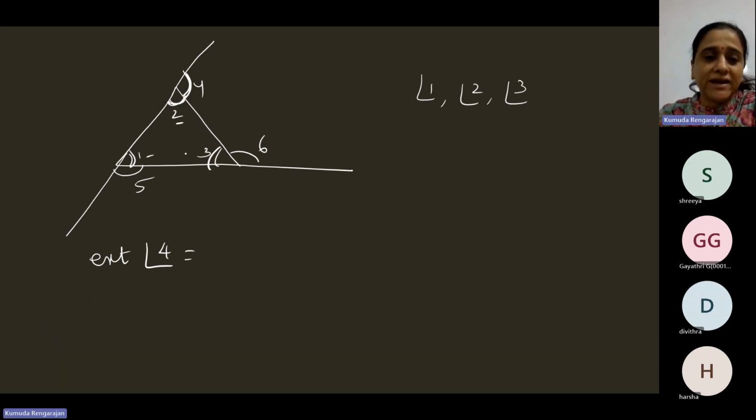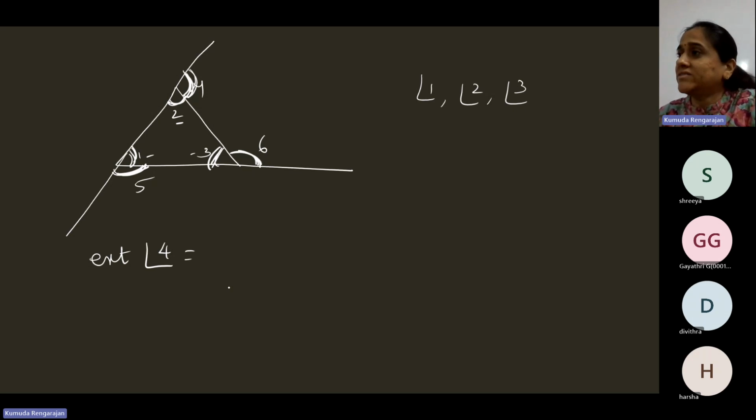These 3 are the interior angles: 1, 2, and 3. Now for this exterior angle, angle 2 is called the immediate interior angle. For this exterior angle 5, angle 1 is called the immediate interior angle. And for this exterior angle 6, angle 3 is called the immediate interior angle. Leave that immediate interior angle. The remaining 2 are called the interior opposite angles.